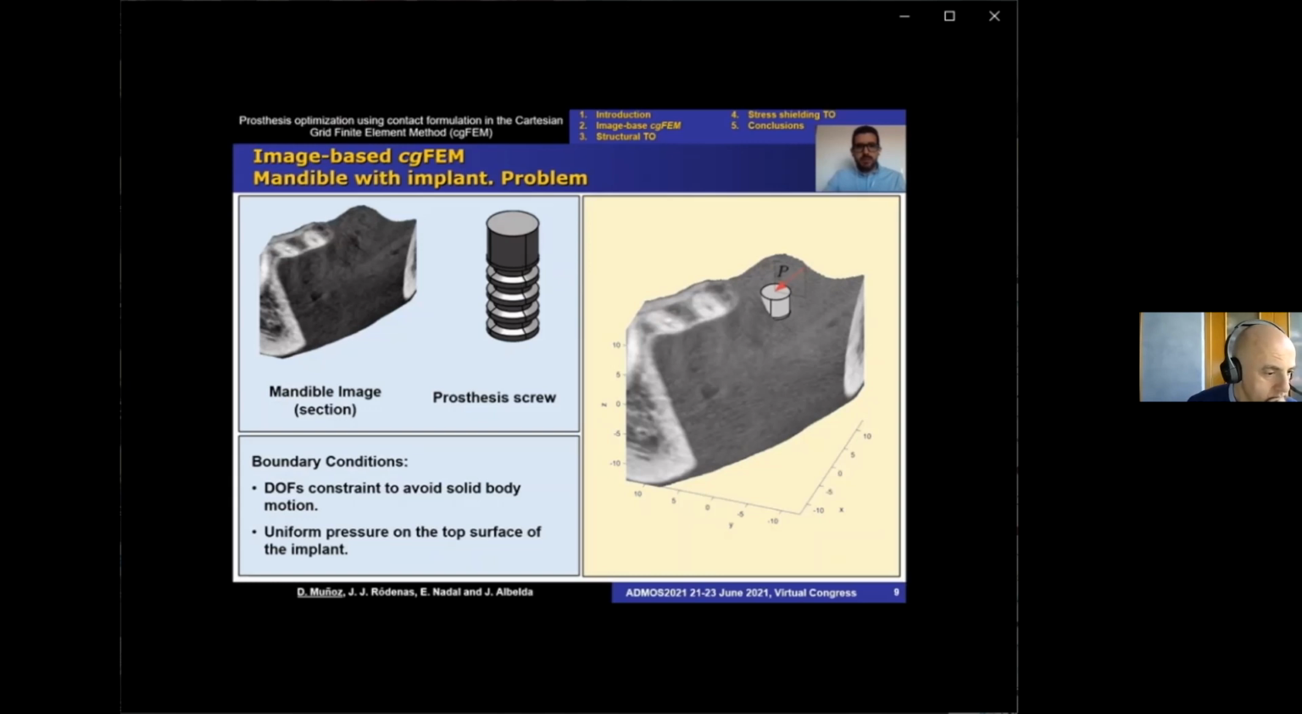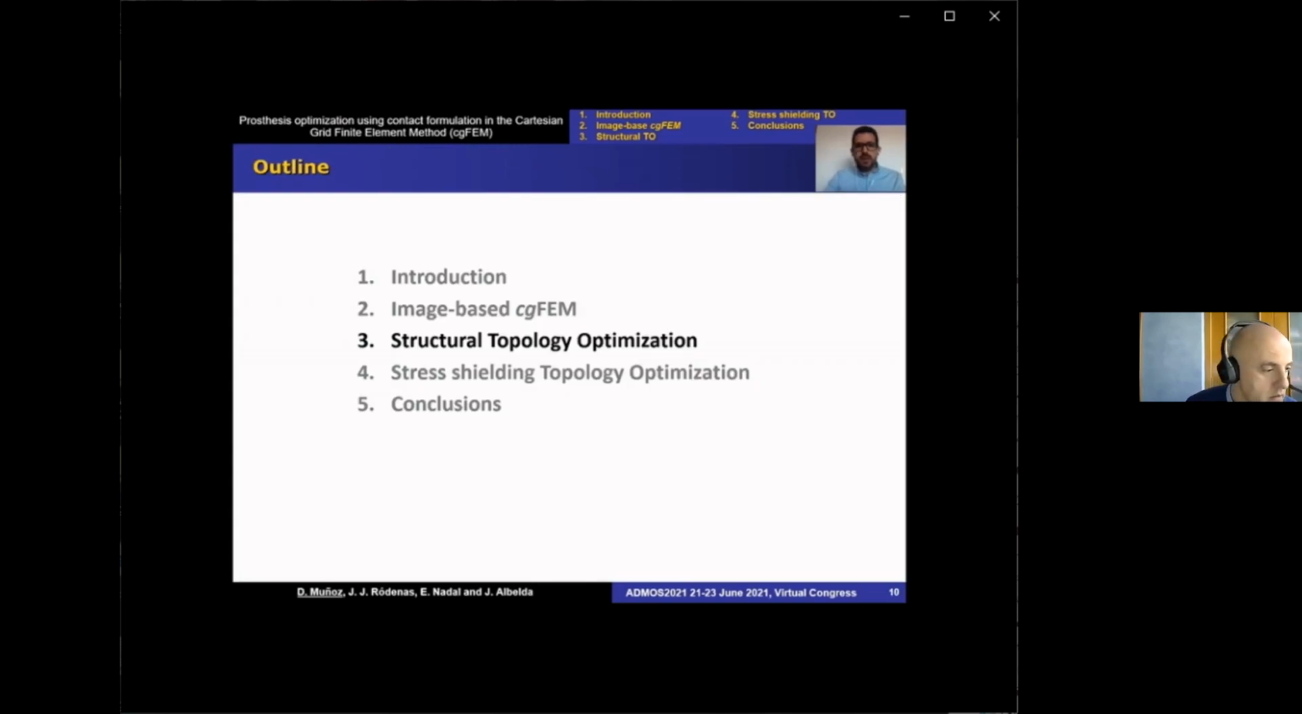The prosthesis problem I show you in this slide is defined by the medical image of the mandible and the geometric model of the implant screw, along with some boundary conditions, which in this example constrain selected degrees of freedom to avoid solid body motion in the image, and uniform pressure on the top surface of the implant. Then with this information we define properly the prosthesis problem as it is shown in the right side of the slide. I will continue with an overview of the structural topology optimization and a 3D example.